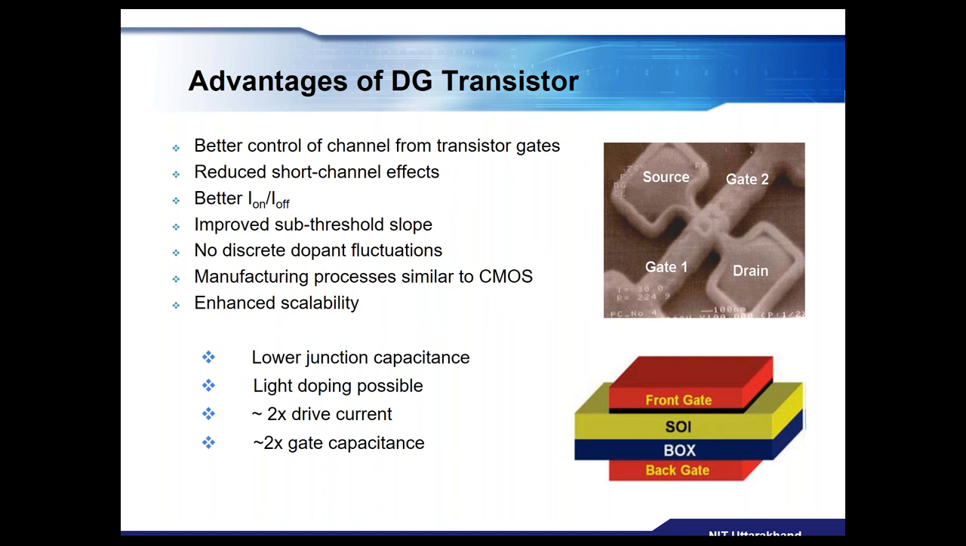And the third point is that it has better Ion by Ioff characteristics. Why are we focusing on the Ion by Ioff characteristics? Earlier in MOSFETs, in the 1970s, you have heard so much in the literature.